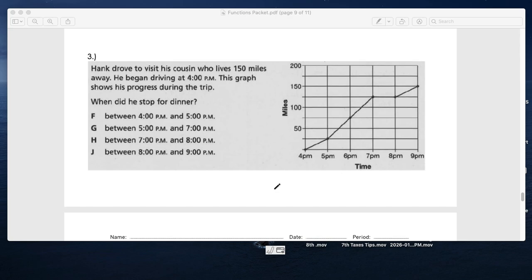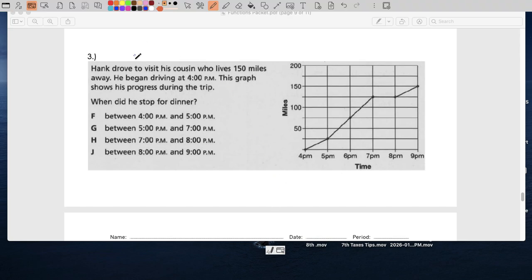Hank drove his cousin, who lives 150 miles away. He began driving at 4 p.m. Okay, the graph shows his progress during the trip. When did he stop for dinner? Well, here's his driving, right? He drove 25 miles, 50 miles.